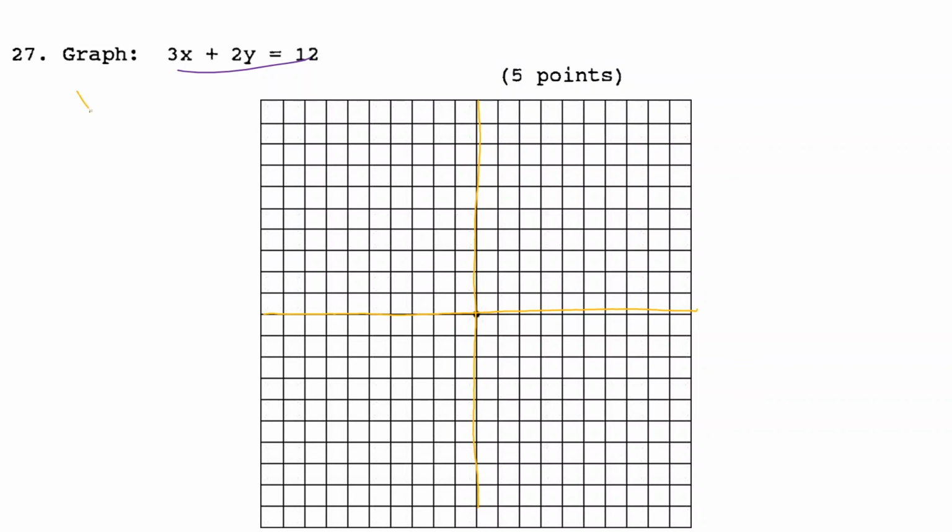What I would do is I would say, okay, x equals 0. In this situation, 2y is equal to 12, so y is equal to 6. So my point is 0, 6. 0, 1, 2, 3, 4, 5, 6. Right here. My second point, y is equal to 0. So 3x equals 12. So x equals 4. So it's 4 comma 0 right here. I'll try to draw the straight line right here, but you guys have a ruler. Boom, something like that.